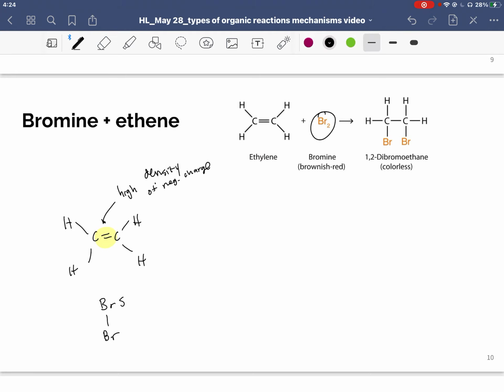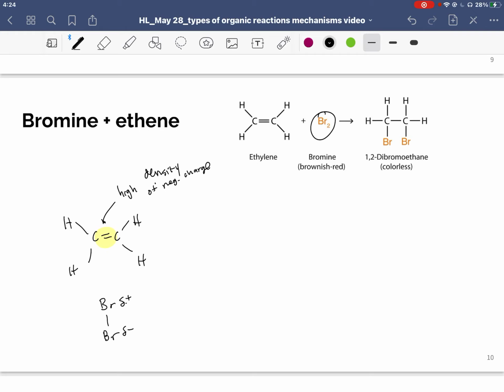That's going to induce a dipole in my Br2. So I'll get an induced dipole here. There's a good gizmo in that, and that's linked in the presentation. So I'll have a partially positive Br atom and a partially negative Br atom. Let's see what would happen.